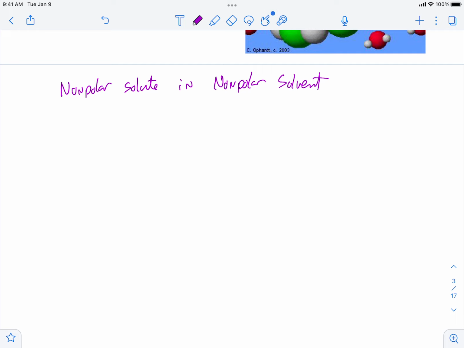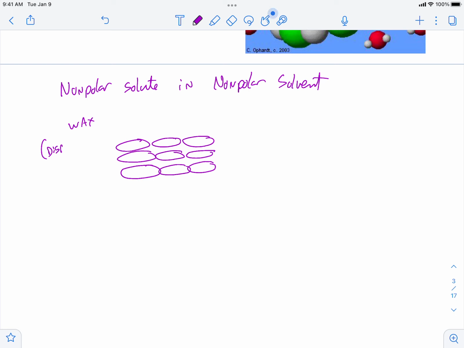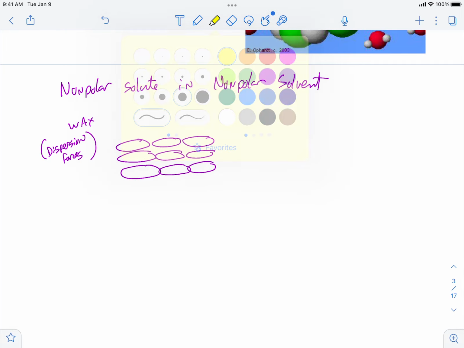First of all, what does that even look like? A non-polar solute, think of wax, like a chunk of wax. Wax particles are nonpolar, and they're large. They're large and nonpolar, which means the only attractive forces they have are dispersion forces. So it's dispersion forces holding them together.